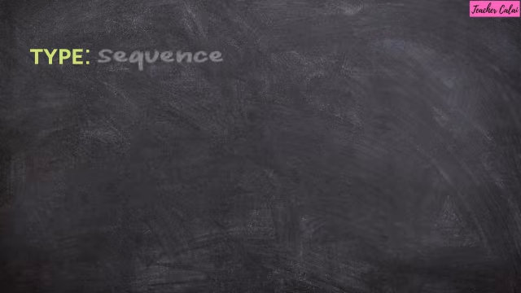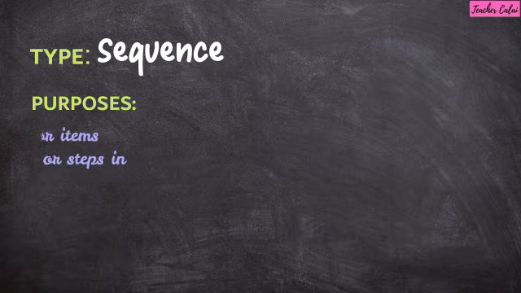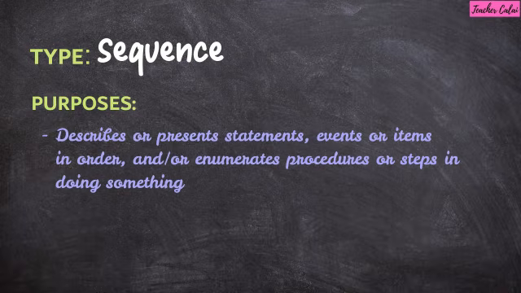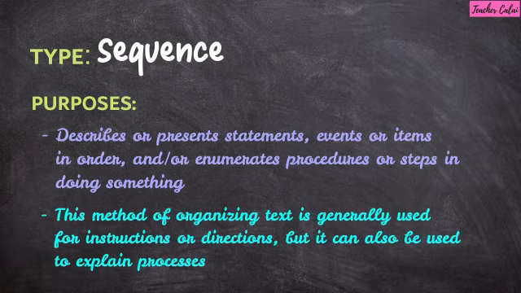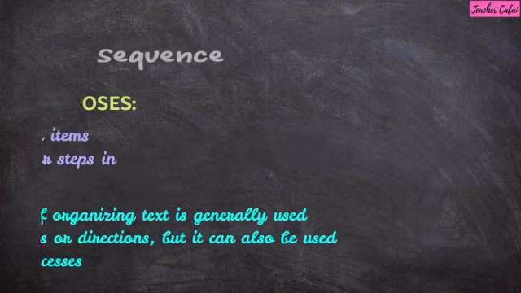And the last part of informational text is sequence. The purposes are the following. First, it describes or presents statements, events, or items in order and enumerates procedures or steps in doing something. And the last one is, this method of organizing text is generally used for instructions or directions, but it can also be used to explain processes.